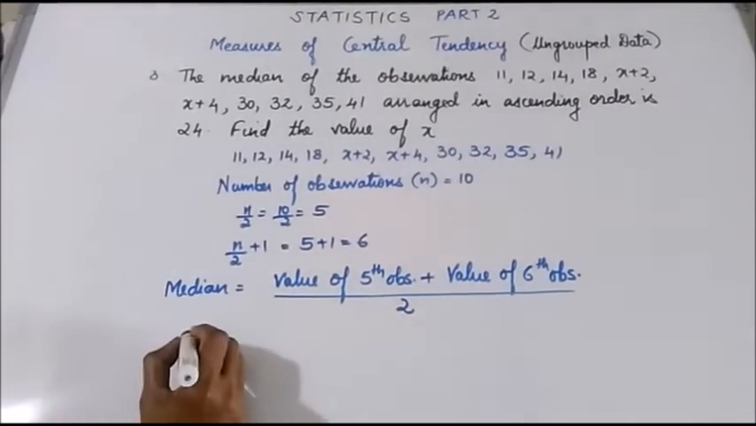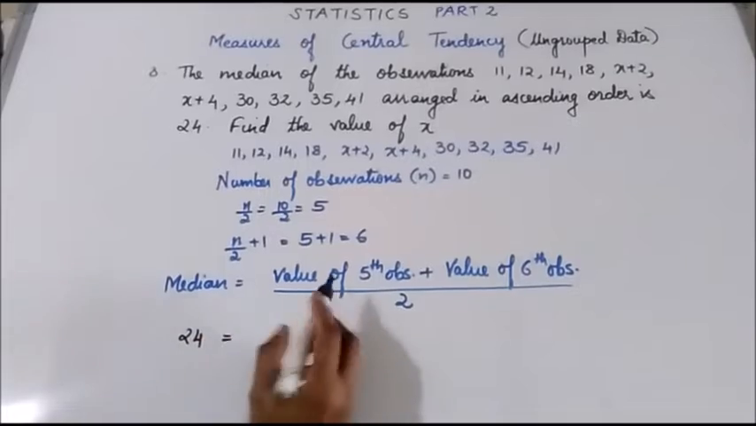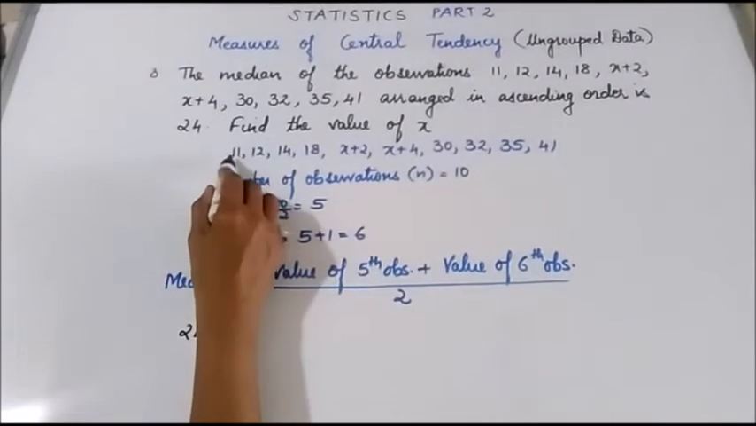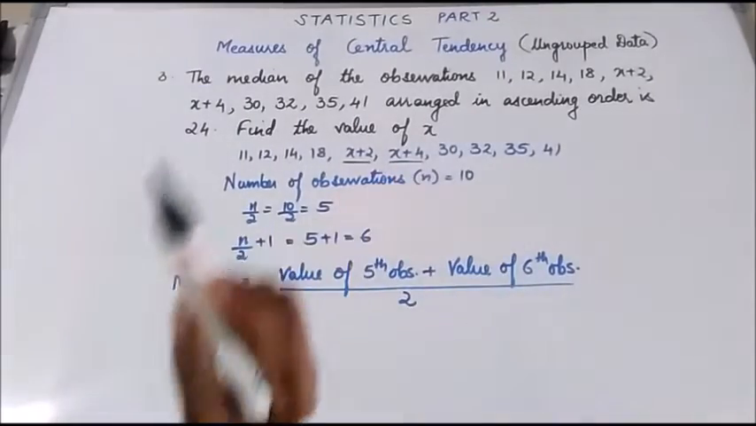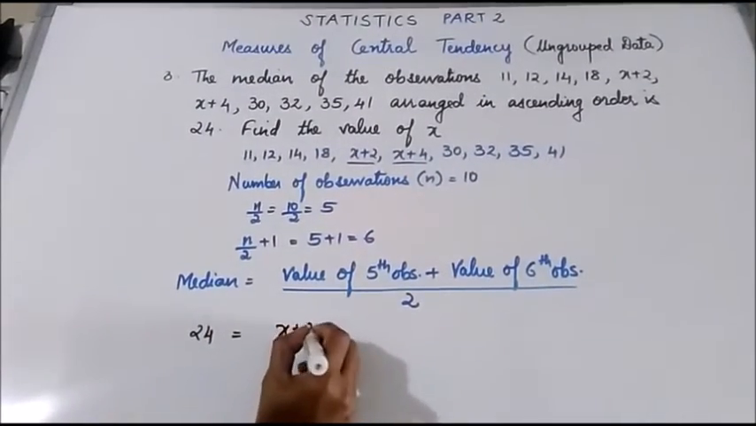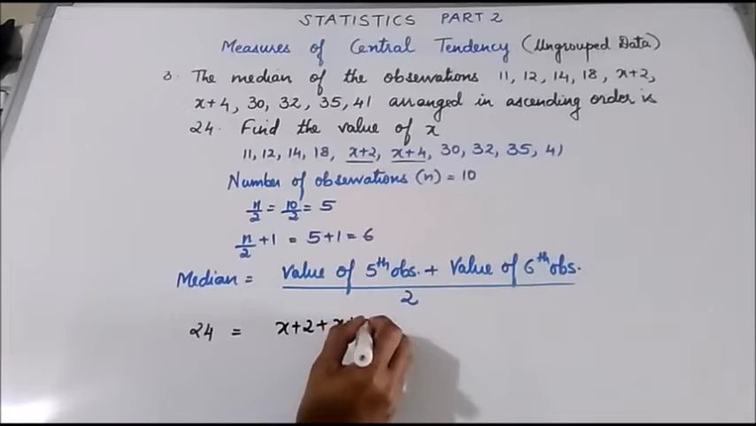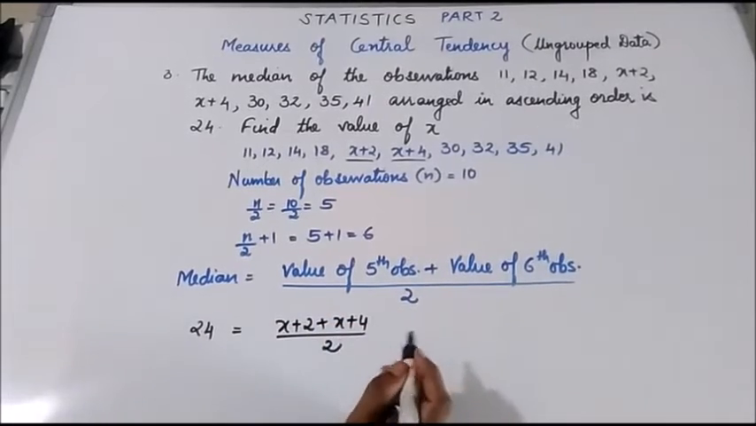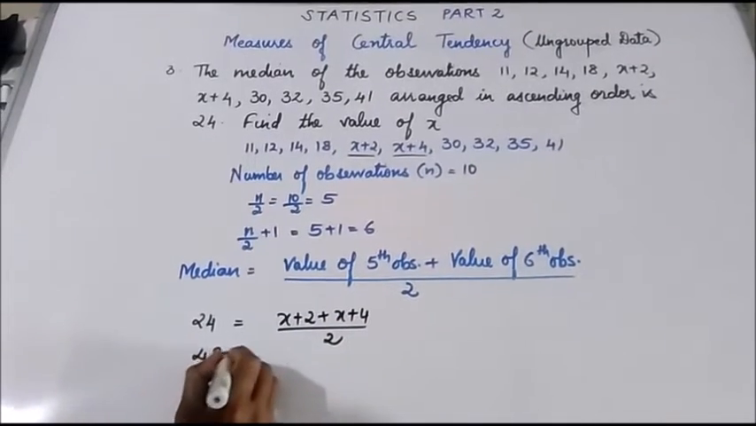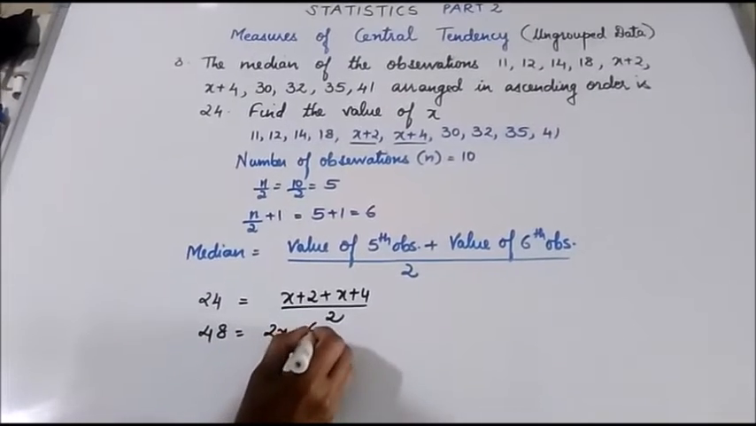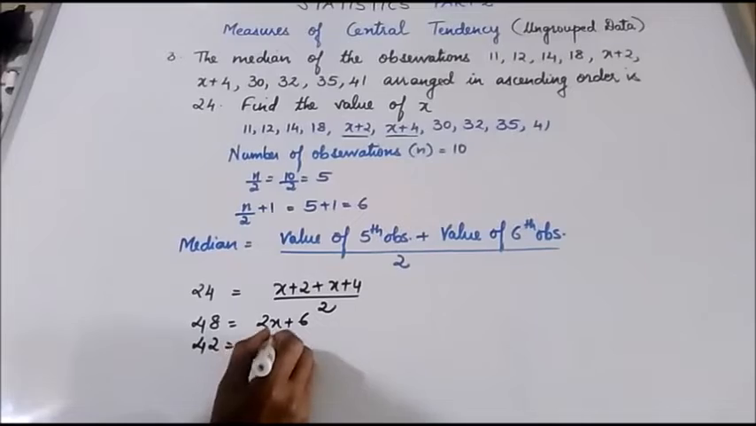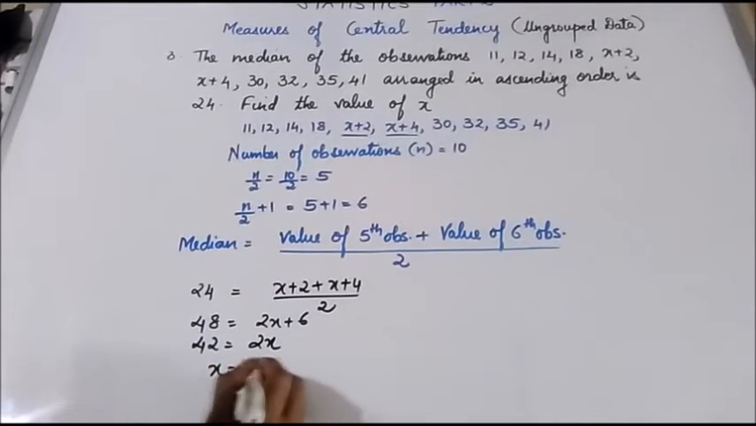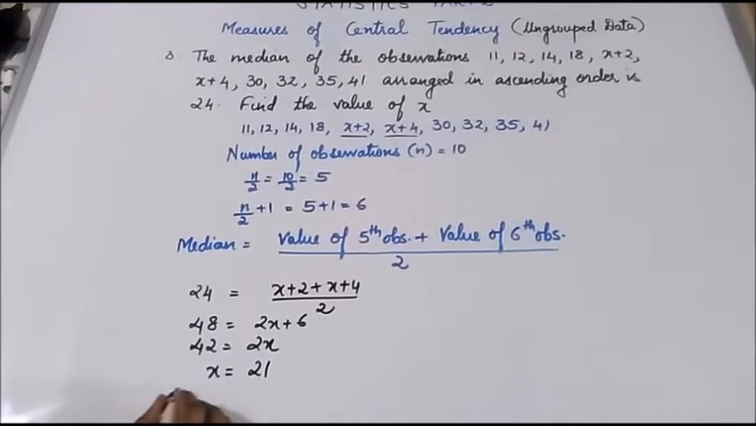What's the median given to us? 24. Let us see the value of the 5th observation. 1, 2, 3, 4, 5. And the value of the 6th observation is this. So you'll get here x plus 2 plus x plus 4 divided by 2. This will give us 48 is equal to 2x plus 6. That will be, x will get 42 divided by 2, that is equal to 21.